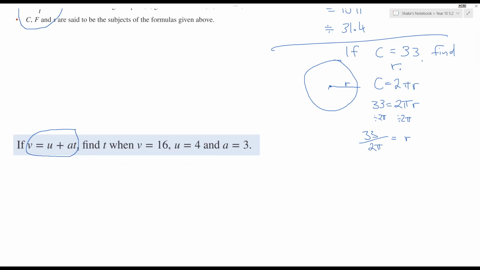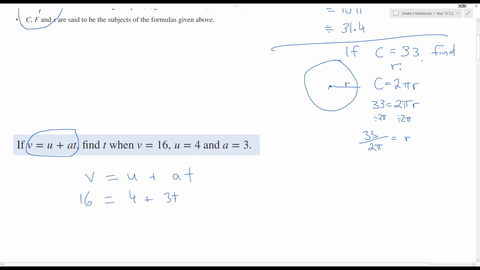So let's sub it in. We're going to write it out: v is equal to u plus at. And v is 16, so I can wipe this off and write 16. u is 4, so I'll write 4. And a is 3, so I'll write 3. Now, of course, you won't actually do that in your book. I'm just showing you what we're going to do. What you're going to write down is the equation, then 16 is equal to 4 plus a is 3, so 3t.